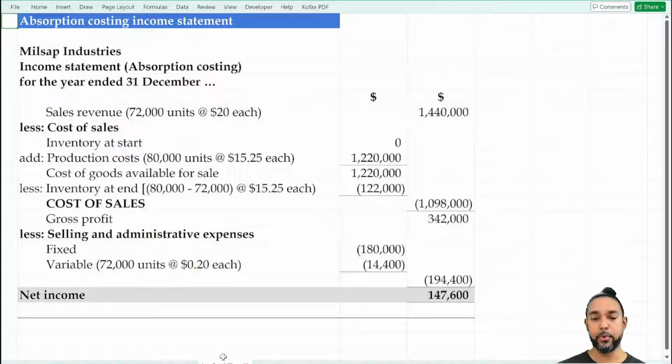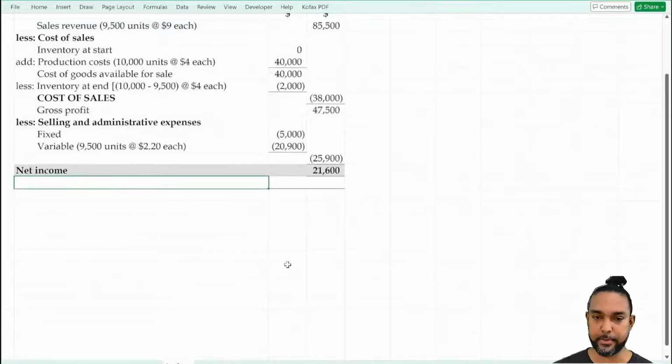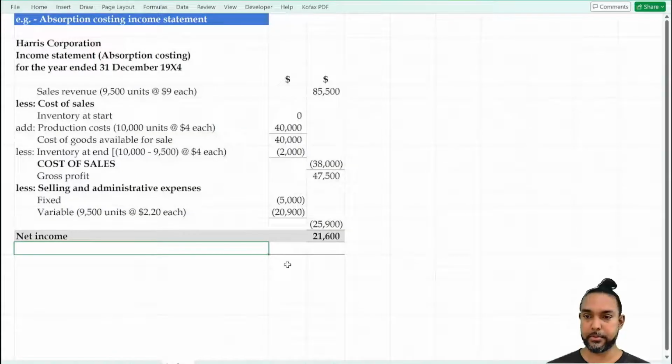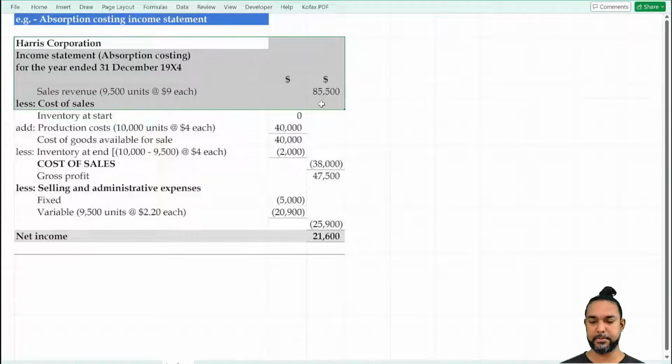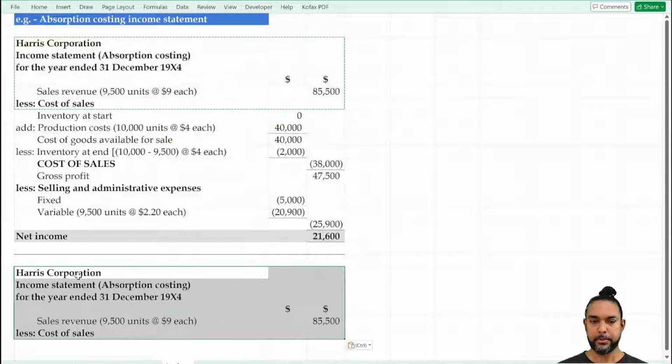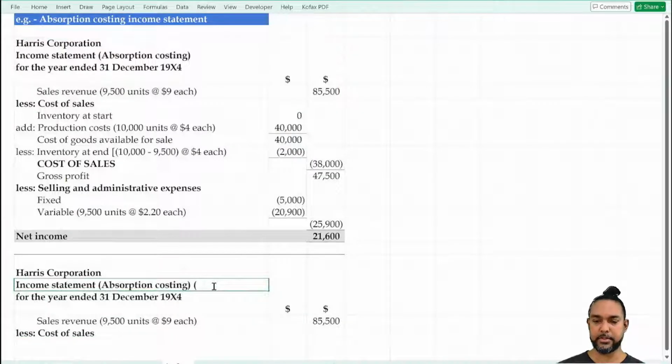Okay, cool. So I'm gonna go back to my income statement example here, which is the Harris Corporation. Right now, okay, that looks good enough. So I'm going to just kind of copy and paste this piece here. All right. So this is an alternative layout 1.